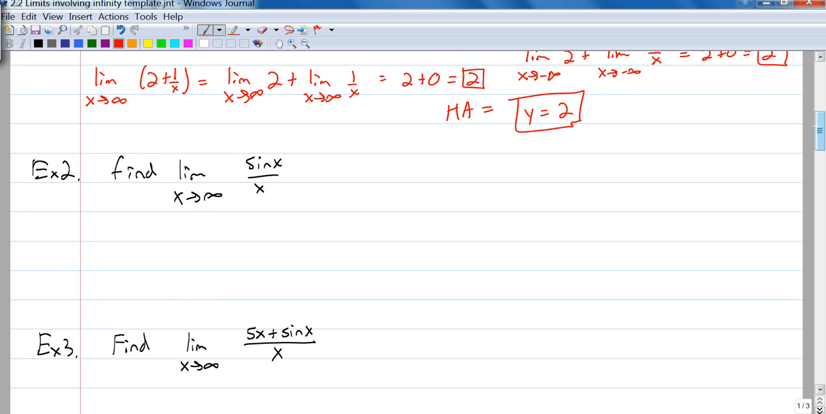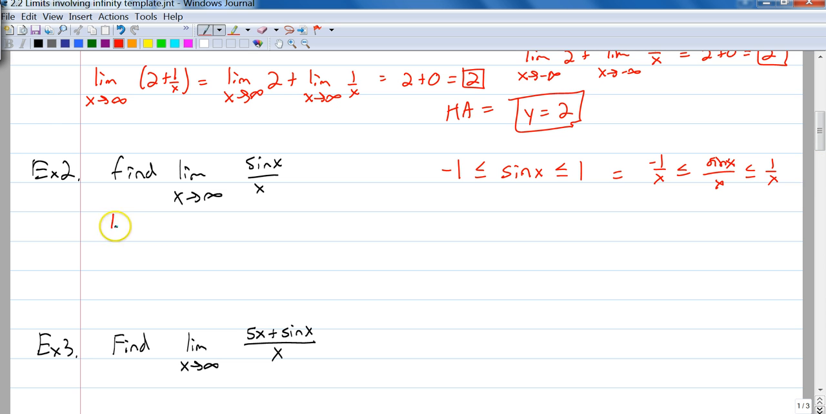Okay. Now we're going to find out what the limit of sine of x over x is as x approaches infinity. And we're going to use our sandwich theorem to do that. So we know again that the trig function sine of x goes between negative 1 and 1. I want to make it look like this, so I divide everything by x. So I have negative 1 over x is less than or equal to sine x over x, which is less than or equal to 1 over x.